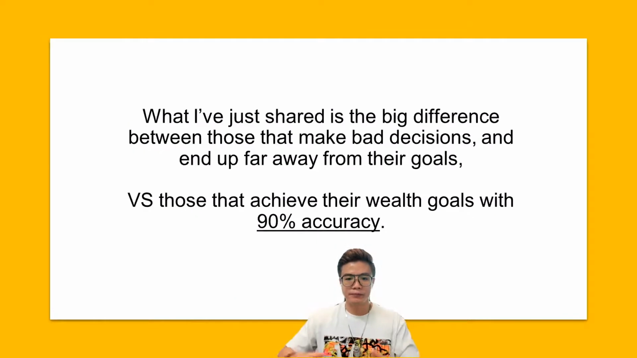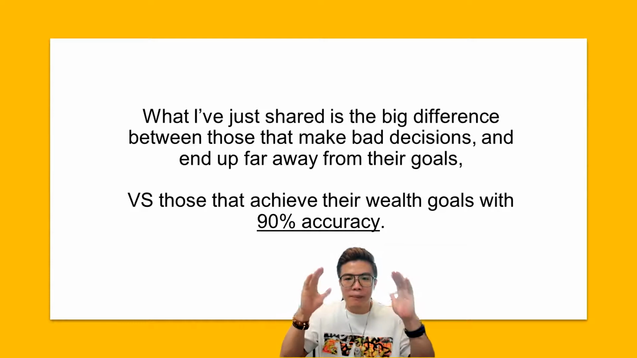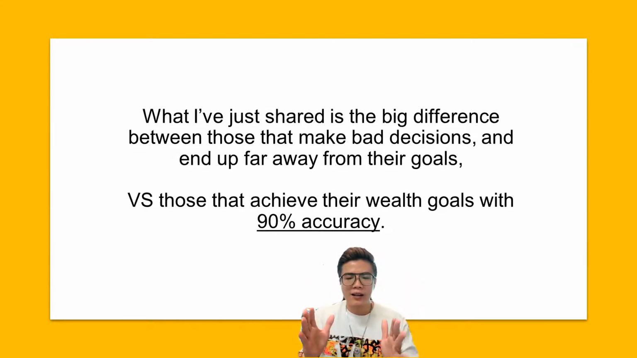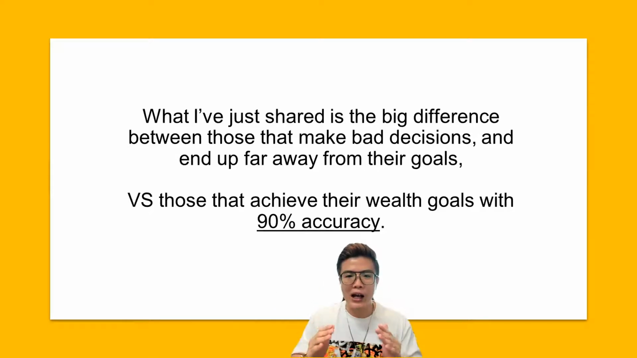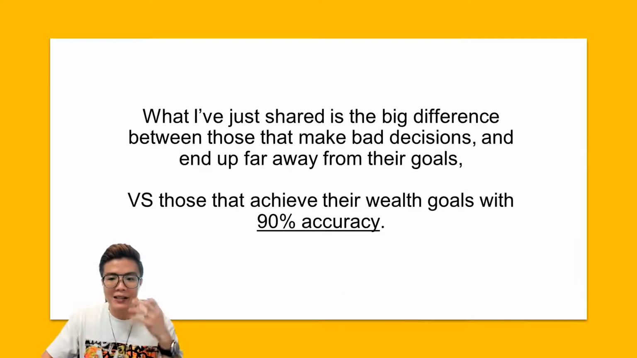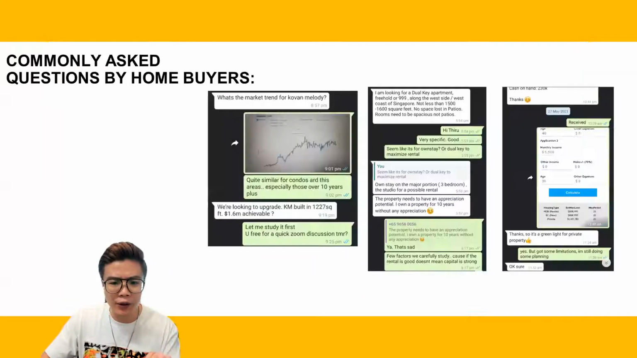The big difference, before we go further, is that the gap between the high net worth individuals and those who achieve their wealth goals is because they have a tested and proven method with 90% accuracy. When you apply the GAP method, you can achieve your generational goals much more easily. So before we go further, I want you all to understand this first.